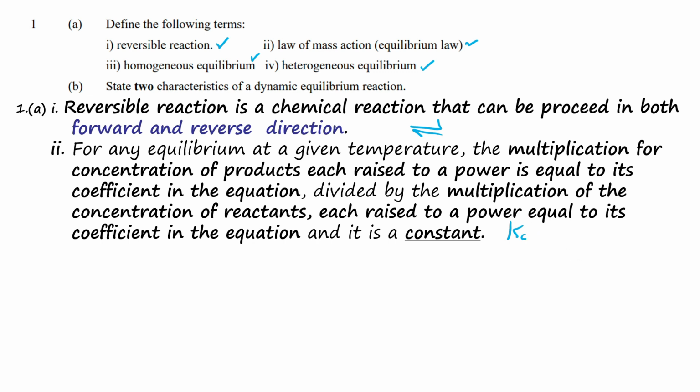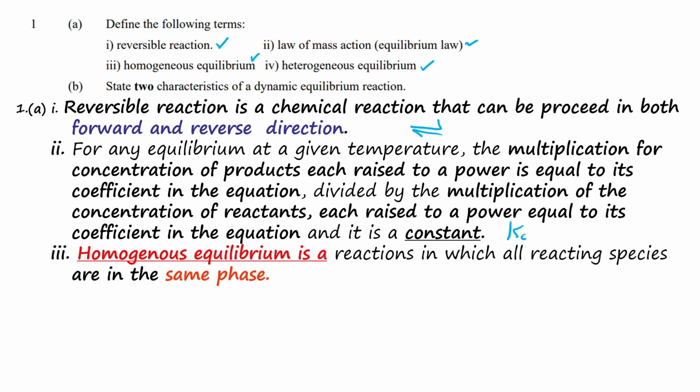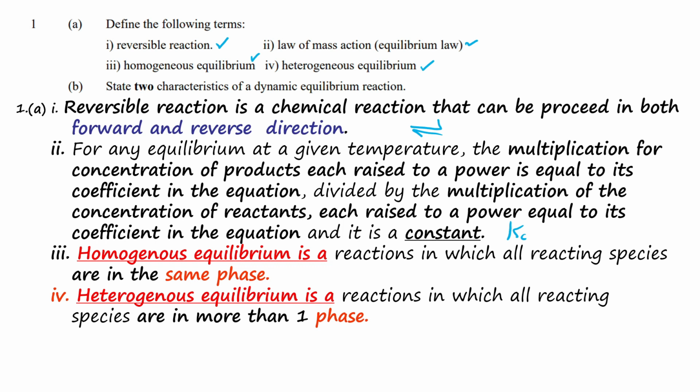Okay, alright. And then number 3, homogeneous. Okay, homogeneous is a reaction in which all reacting species are in the same phase. Okay, berada di dalam fasa yang sama. Alright, so the last one, hetero. Okay, so heterogeneous equilibrium is a reaction in which the reacting species are in more than one phase. Jadi dia berada di dalam lebih daripada satu fasa. Okay, alright, so next kita pergi kepada soalan 1b.